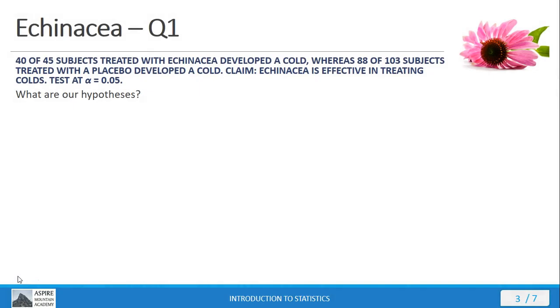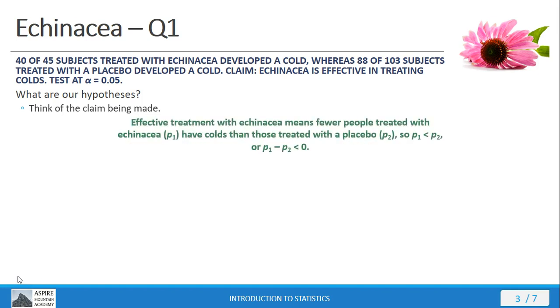So the first thing we're going to do, as always, is look and see what our null and alternative hypotheses are. And to do that, the first thing we do is think about what the claim is. Well, here the claim is that Echinacea is effective in treating colds. So that means the proportion of those who develop colds in the Echinacea group is going to be less than the proportion of those who develop the cold in the placebo group. So P1 is less than P2, or you can write it as the algebraic equivalent, which you see in StatCrunch: P1 minus P2 is less than 0.